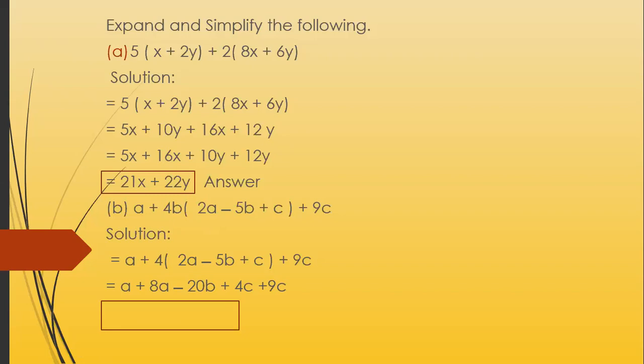Now, like terms are already arranged here. So we will solve a plus 8a results 9a minus 20b, as we have only one term of b here, so we will write minus 20b. Whereas 4c plus 9c results plus 13c. Answer became 9a minus 20b plus 13c.